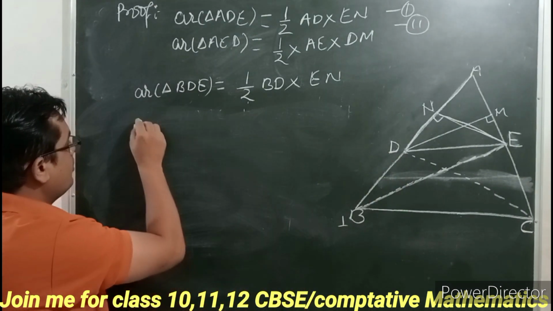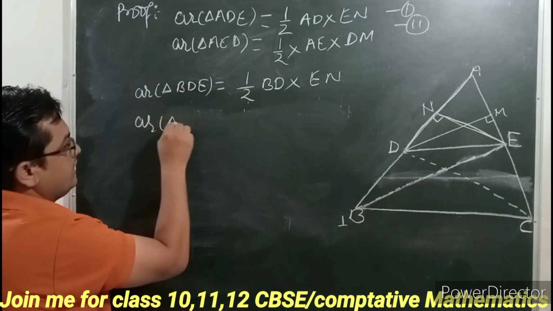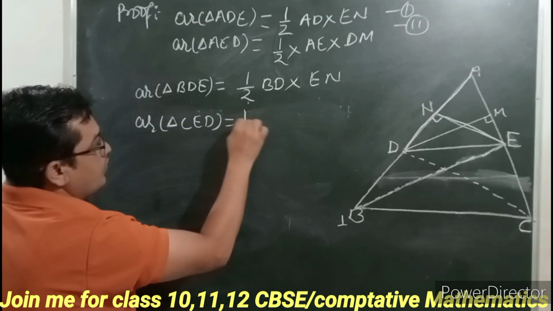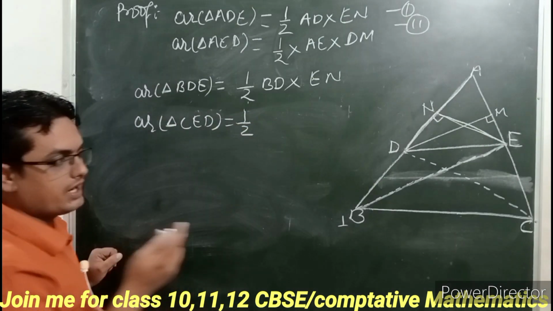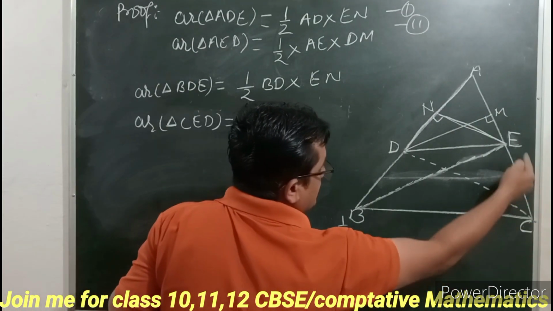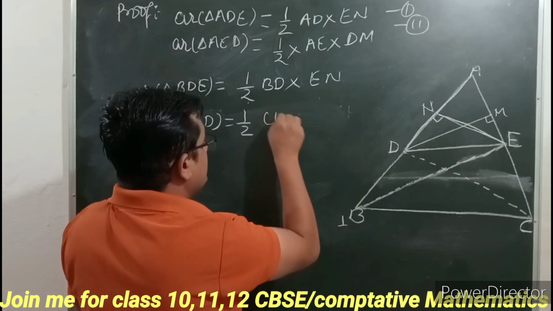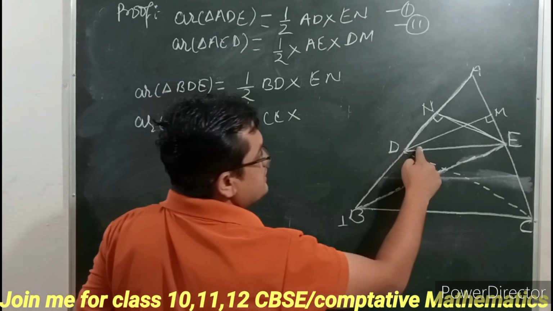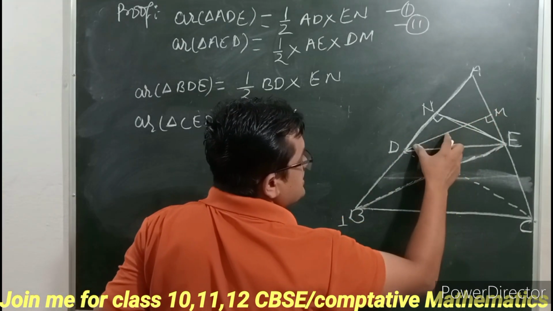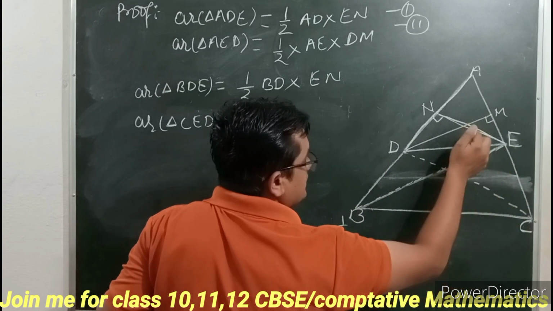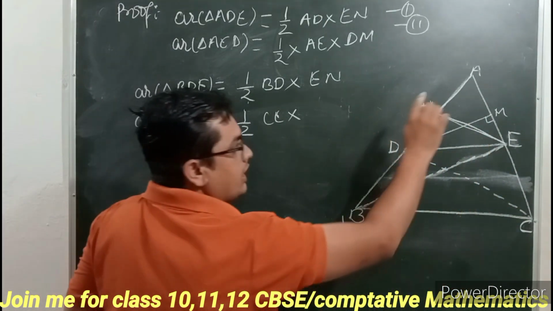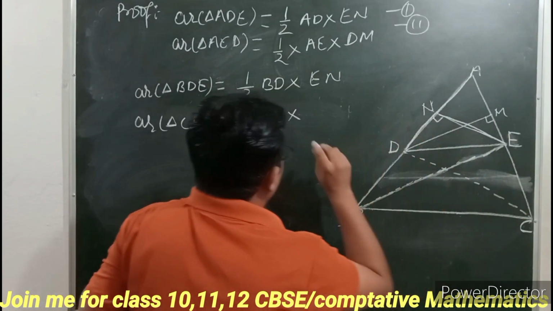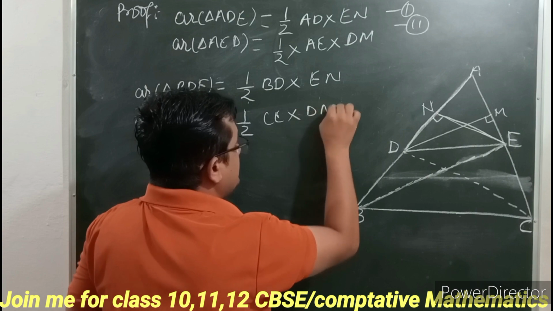Now area of triangle CED equals 1/2. What will be the base for this triangle? The base will be CE, into what will be the perpendicular? The perpendicular will be DM because DM lies on AC. If it is perpendicular to AC, then it will also be perpendicular to CE. Then we can mention here DM.